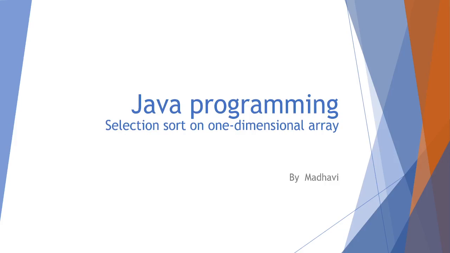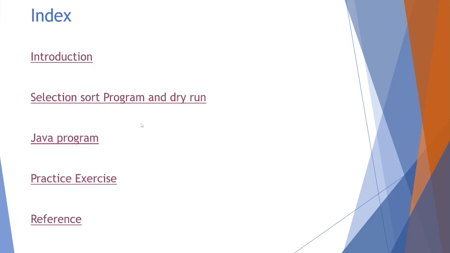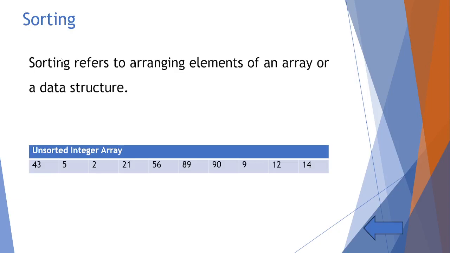In this video, I'll explain selection sort on a one-dimensional array. Let's see the contents: introduction, selection sort program and dry run, program in the Java environment, and practice exercise. Let's start. Sorting refers to arranging the elements of an array or a data structure.